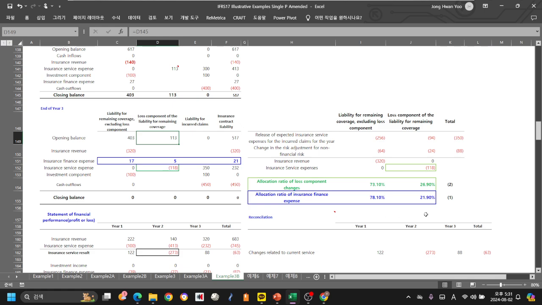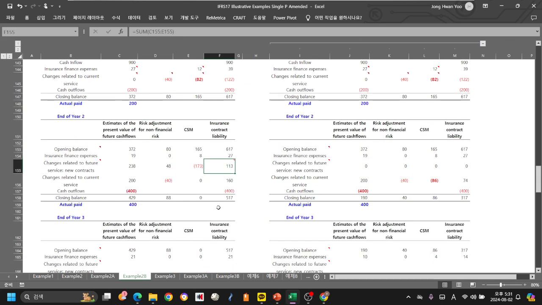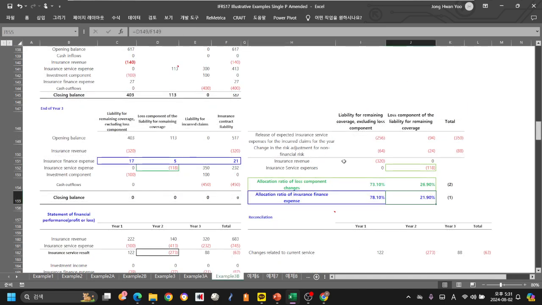So here, what the standard says is that you have to allocate insurance finance expense first. So this is not added up. This one is, like, example 2BF, 160. Here is the insurance finance expense. And this figure is like the previous one, out of total 517, and it is decomposed into here, right? So you can get the allocation ratio here.